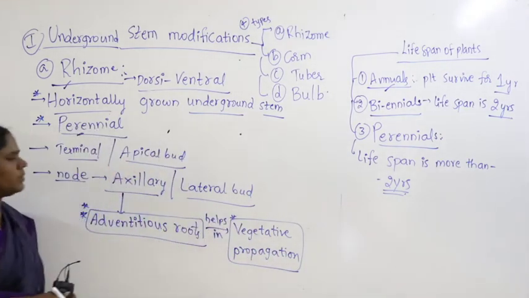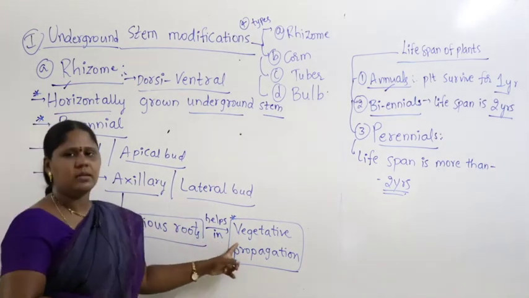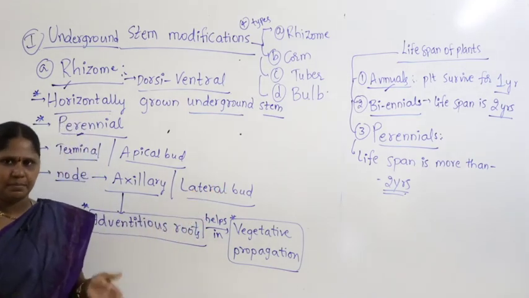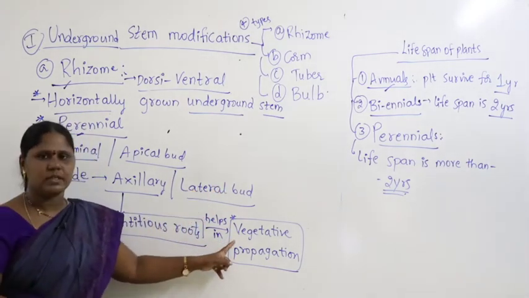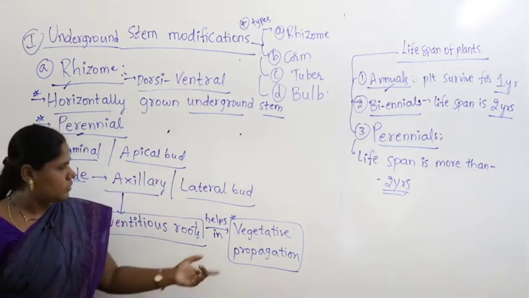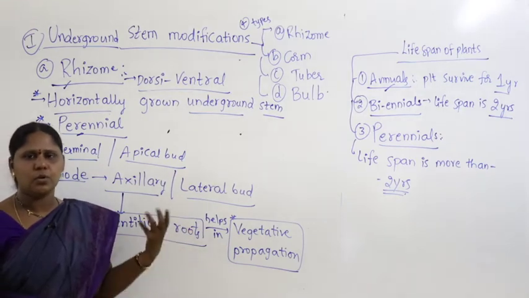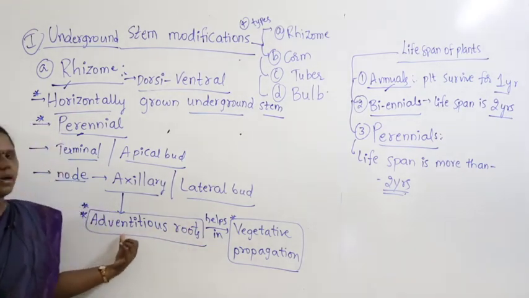Alright, what is vegetative propagation? In lower classes you studied, right? Any part of the plant, if it is separated from the main plant, wherever you keep it in the soil, develops into a complete organism. So, what do you call that? Vegetative propagation. Growing a new plant from any part of the plant.